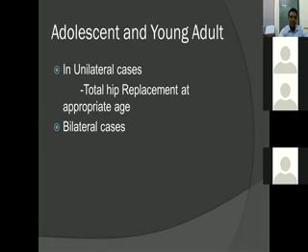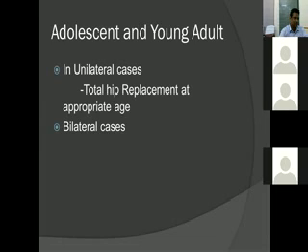Whereas in the case of adolescents and young adults, in unilateral cases, we do total hip replacement at an appropriate age. In bilateral cases, the treatment is still debatable because even if we do surgeries, we cannot assure the same result in both hips. One hip may have a complete recovery and the other may have partial recovery, or they may require multiple surgeries. Some schools say that you have to operate on both, whatever may be the result.